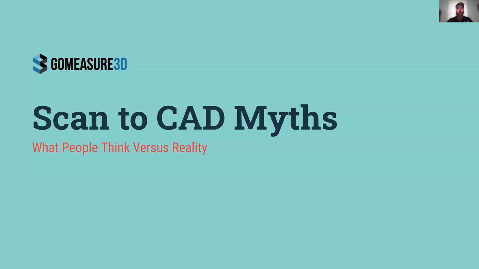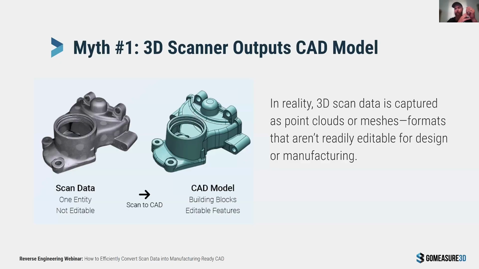So to get started today, let me just establish a baseline of some scan to CAD myths. The two primary myths we're going to talk about: one, when you purchase a 3D scanner, that scan data can just be used as a CAD model, when in reality, 3D scan data is polygonal mesh data, like an STL, an OBJ, PLY, things of that nature. And it's not something that you can just very easily edit as a CAD model.